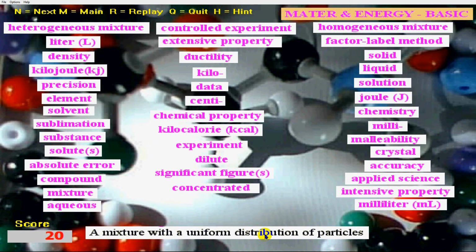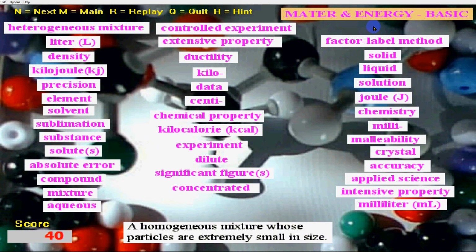A mixture with a uniform distribution of particles would be a, let's see, compound. It's not just a mixture. If it's uniform, it'd be a homogeneous mixture. There we go. See, we did not get that sound effect, because I did Control S.